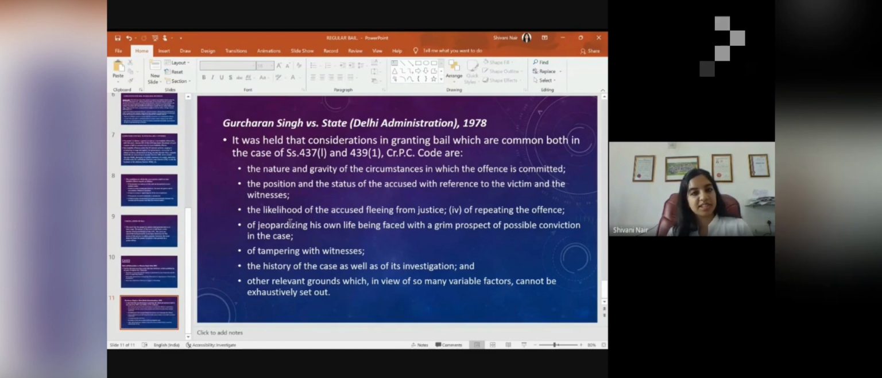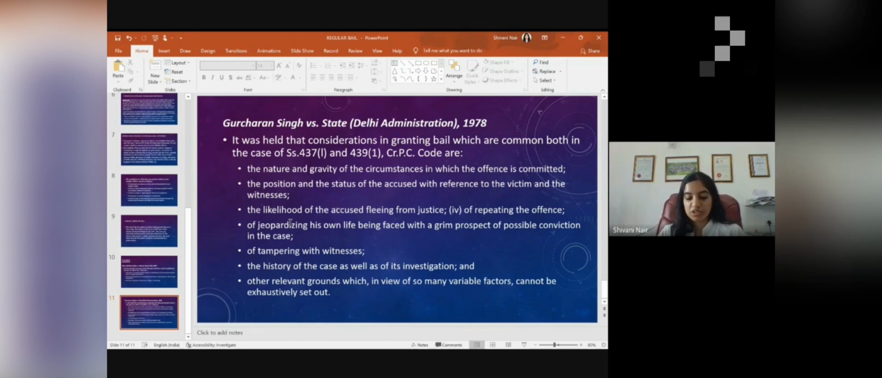So some of these factors are taken into consideration, and none of these factors are exhaustive, which means it depends on each and every case whether the bail is to be granted or not, especially in cases of non-bailable offenses, and even the cancellation of bail depends on various other factors. Now, what else can we state?